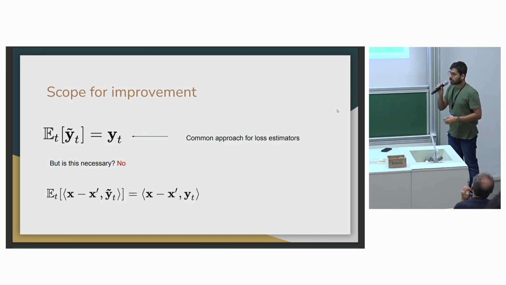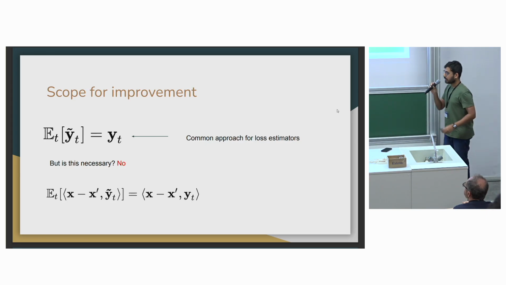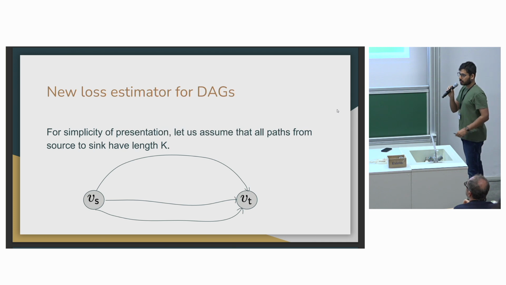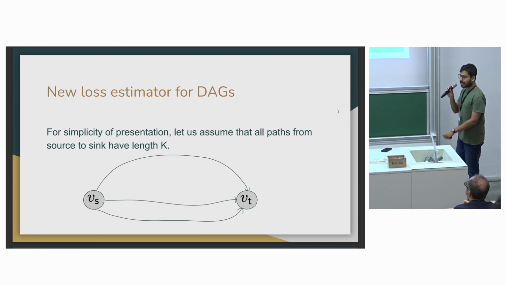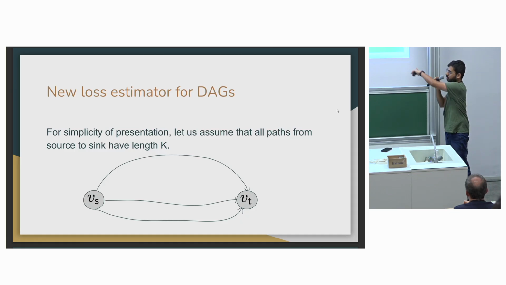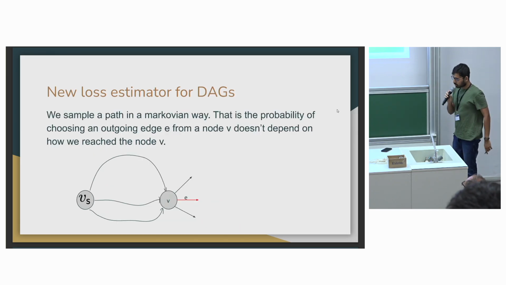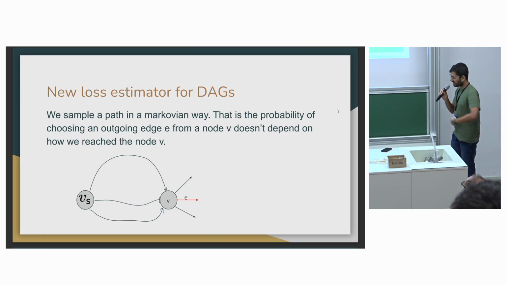What you actually require is that if you take any two paths, x and x prime, the difference of their estimates should be unbiased. And this is what suffices. So a key contribution of our work is a new estimator for DAGs. For simplicity of presentation, I'll assume the number of edges on any path from source to sink is k. A key part of why our estimator will work is that we'll be doing Markovian sampling.